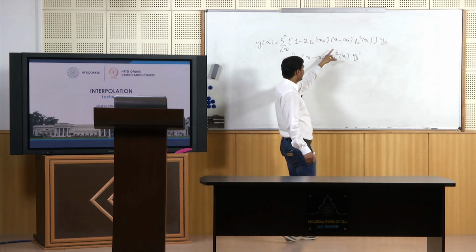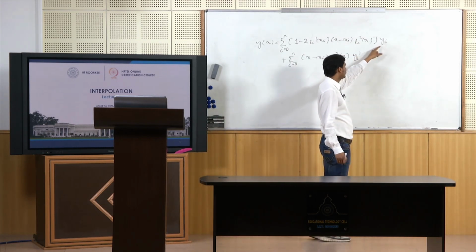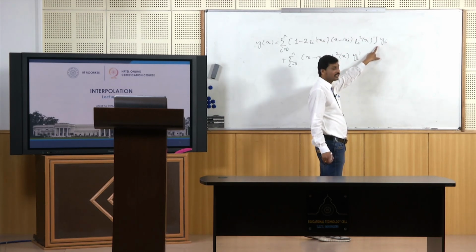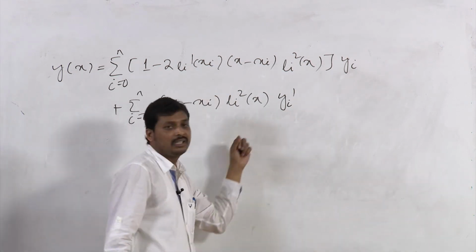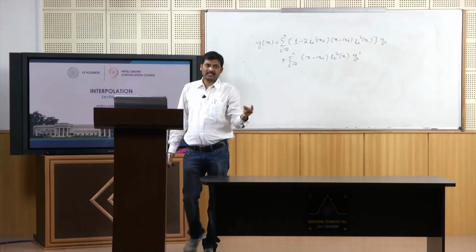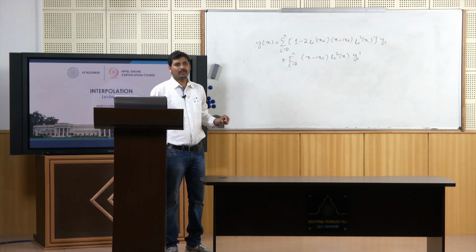Since li square x is easy to remember here, and both these coefficients, first one is multiplied, since we want to generate this polynomial of degree 2n plus 1 here. So that is why yi can be multiplied there and yi dash can be multiplied here over. And the beauty of this method is that only n plus 1 points are used to get a polynomial of order 2n plus 1 here.